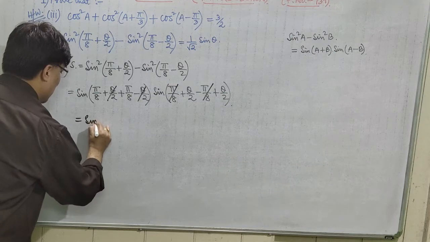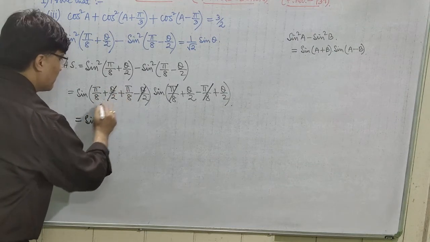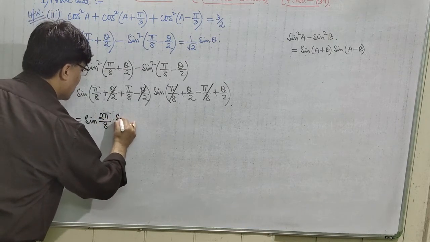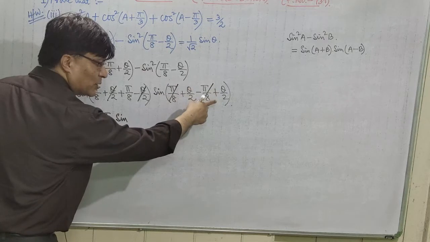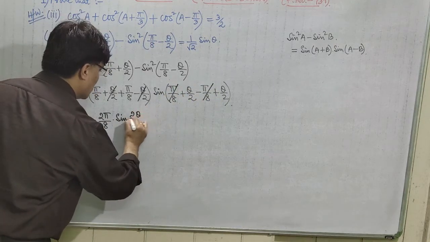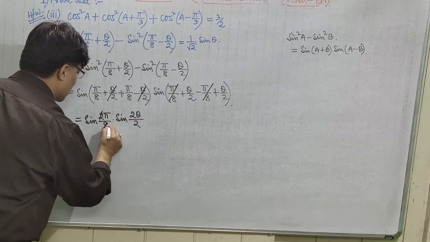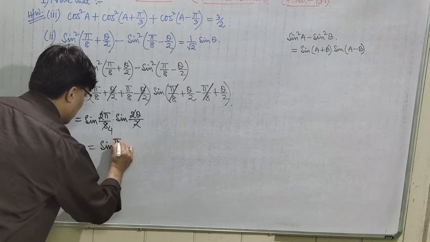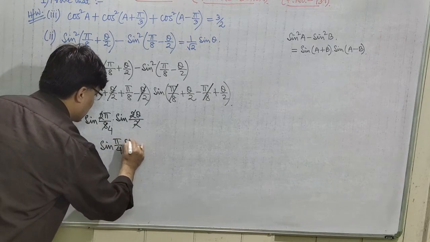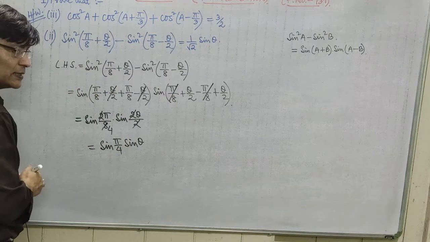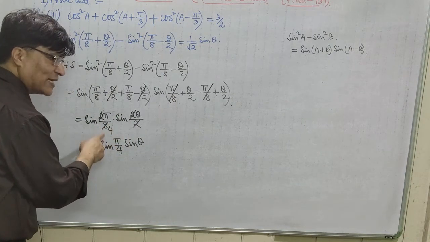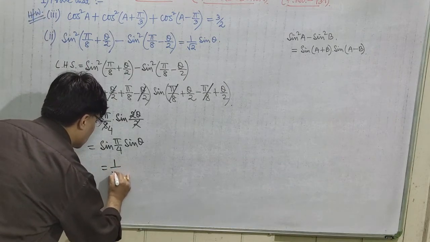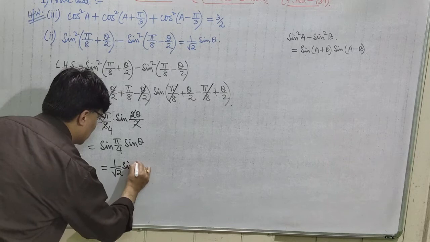So which is equal to sine, what is pi by 8 plus pi by 8? It is 2 pi by 8 into sine, what is theta by 2 plus theta by 2? It is 2 theta by 2. So here you can cancel 2 ones are 2, 2 4s are 8. Here 2 gets cancelled. So this is your sine pi by 4 and this is your sine theta. Right? So this is sine pi by 4, means sine 45. What is the value for sine 45? It is 1 by root 2 into sine theta.